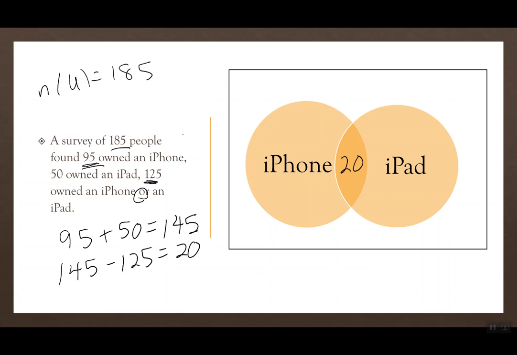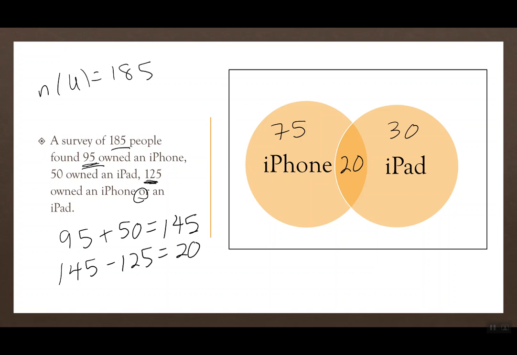Okay. Now that I have this 20, I can subtract. So it's supposed to be 95 in the iPhone circle. So I do 95 minus 20 is 75. Same thing for the iPad. iPad's supposed to be 50, but I already have 20, so I'm going to do 50 minus 20 is 30.